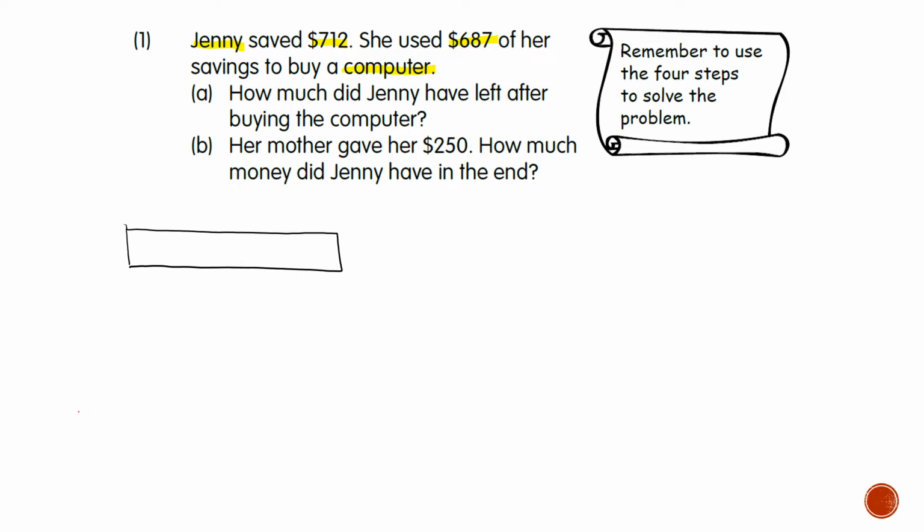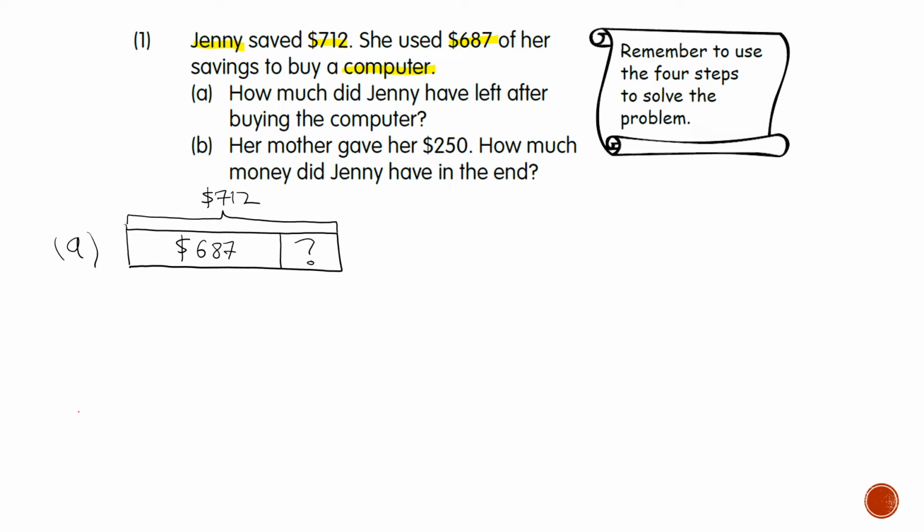The part whole model over here. Jenny saved $712. Okay, this is 712, the total. She used 687 to buy a computer. So how much did she have left after buying a computer? So you see, we have already made part A into a simple diagram. We have basically translated the words from the question into a picture. So now we have already devised the plan.